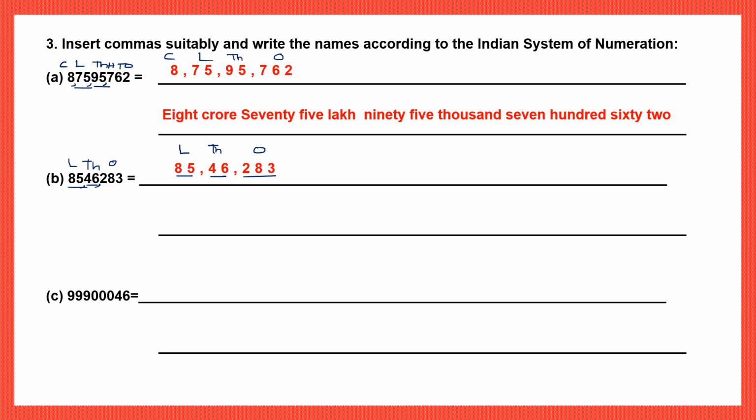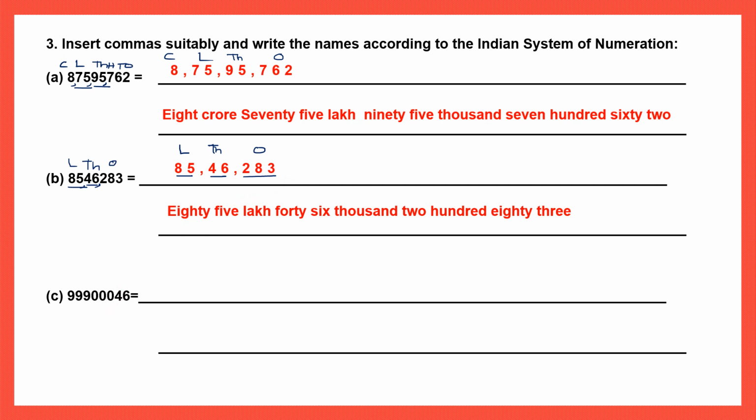Now let's write the number name. Let's start. 85 lakh. Then we have 46,283. Let's go to the next one.